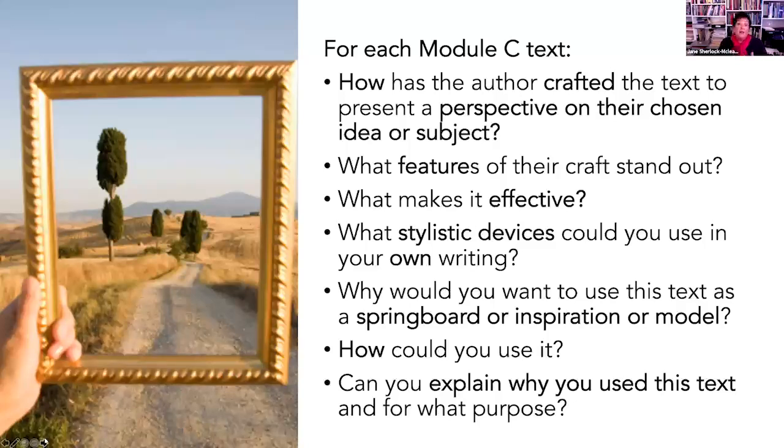What are the features of their craft that stand out? So you've got to stand back. You've got to read the whole of Crouch End, or The Pedestrian, or The Surfer, or any of the other ones, or the speeches, and you've got to stand back and say, what stands out? What makes it effective? What stylistic devices could you use? Could this work as a springboard or as a model in your own writing? And how could you use it? And then how would you be able to use this text to explain your own craft?